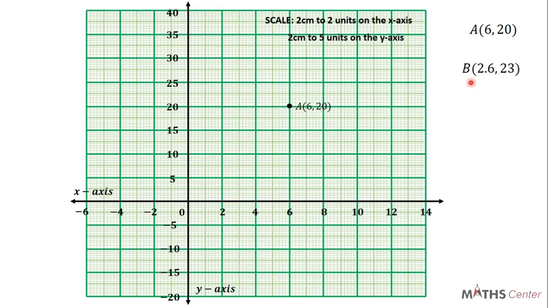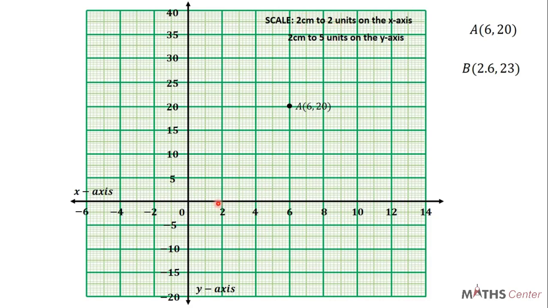Let's take another point. Point B, 2.6, then 23. We can see that 2.6 does not fall on a major grid line and 23 also does not fall on the major grid line. So in this case, in order to plot the point B, which has the coordinates 2.6, 23, we will have to know the value of each of the divisions on the x-axis and the value of each of the divisions on the y-axis. Let's begin with the x-axis. The scale is 2 centimeters to 2 units.